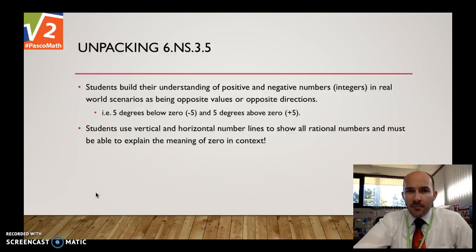So students are going to build their understanding of positive and negative numbers, specifically integers, in real-world scenarios as being opposite values or in opposite directions. They need to know things like 5 degrees below 0 is -5, or 5 degrees above 0 is +5. Use both vertical and horizontal number lines to show all rational numbers, and must be able to explain the meaning of 0 in context. And so again, there's a lot of emphasis on that number 0 in this standard.